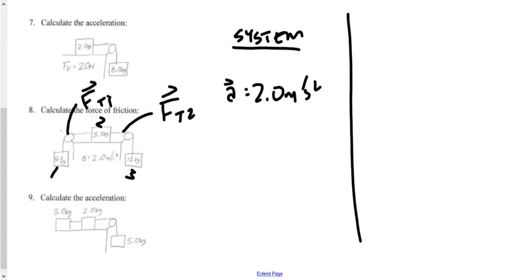Number 1 makes the most sense. The issue with analyzing number 2 is that there's two unknowns in that one, Ft1 and Ft2, we don't know what either one of those are. So we're going to have to do object number 1 first to get Ft1. Let's do that.